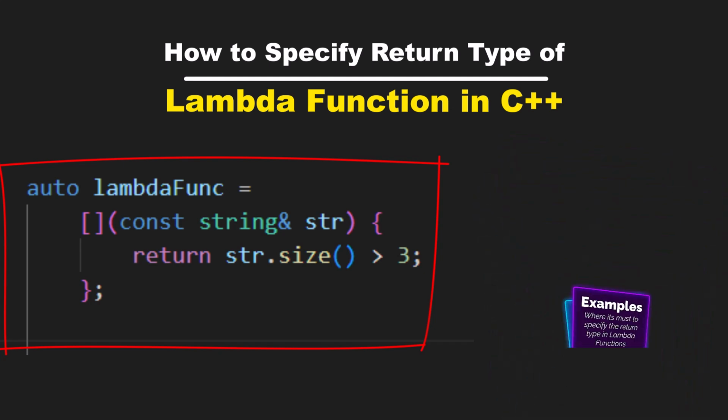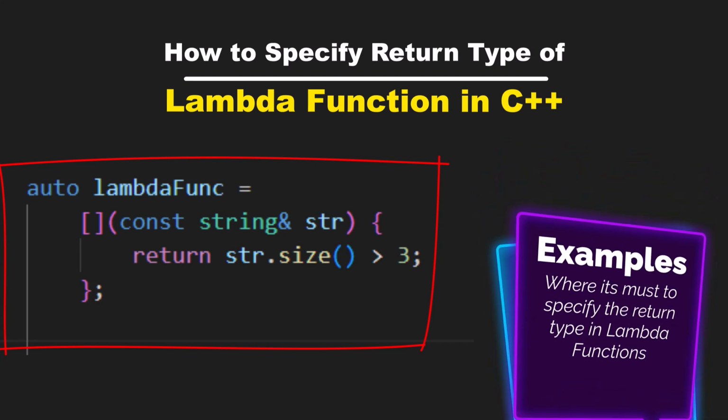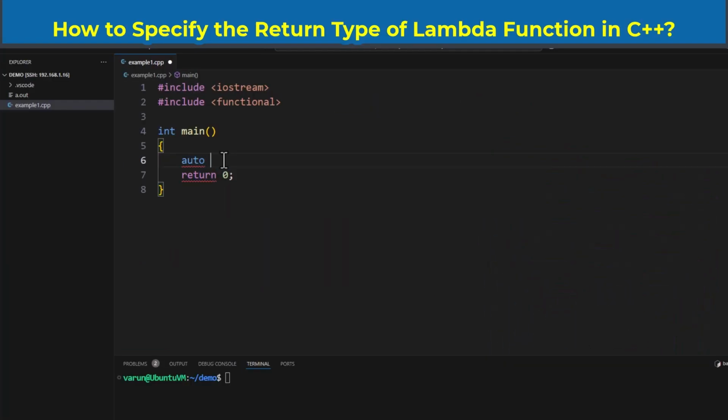And we will also see a specific example where it's a must to specify the return type of the lambda function. So let's start with it. First we will declare a variable that will store the lambda function. So we will say func equals to. Now here we will specify the capture block. Let's make it empty. And as the parameter, we will say it accepts an integer value input.